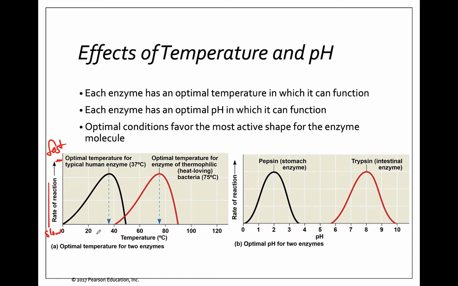And we can see that a chemical reaction is going to be affected by the temperature. Most of the time, as we increase the temperature, the rate of the reaction goes up because things are just moving faster. Notice that these reach an optimal temperature. This is a human enzyme. The optimal temperature is about 37 degrees. That's about your body temperature. And this is where your reactions are going to go the fastest.